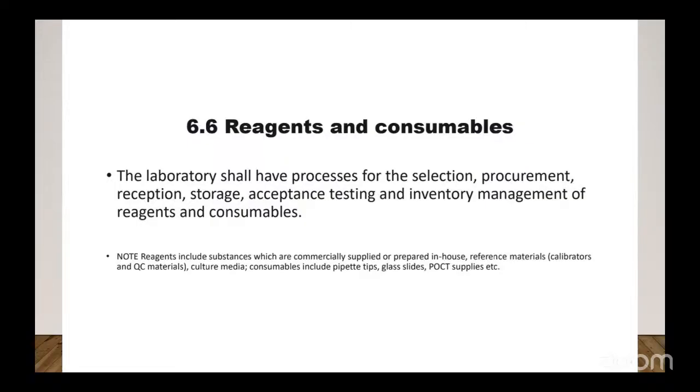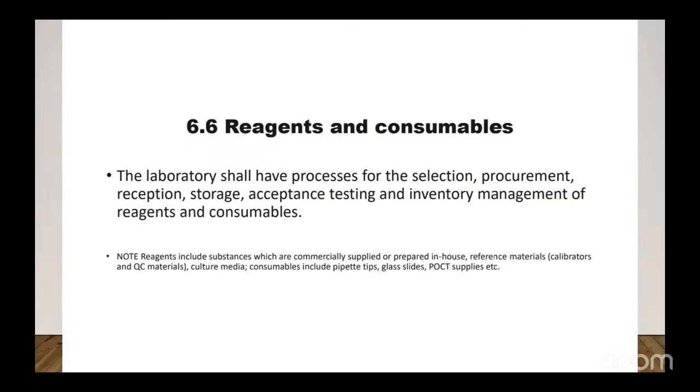Idle or non-functioning. So the laboratory shall have a process for selection, procurement, reception, storage, acceptance testing, and inventory management of reagents and consumables. This you can see under supply chain and logistics within the lab. It's also part of the equipment element in the basic ISO 15189, the basic quality management system. It's also part of purchasing and inventory in the 12 quality system essentials.